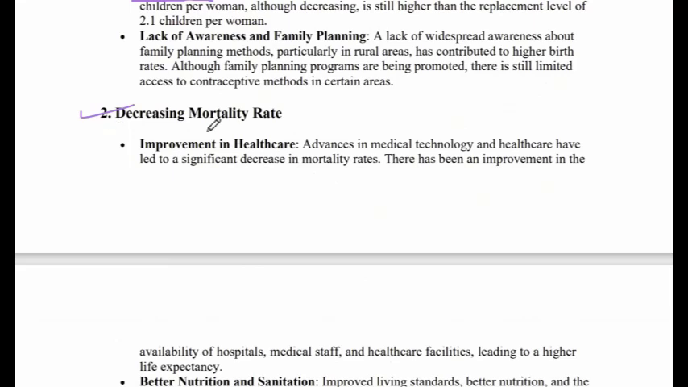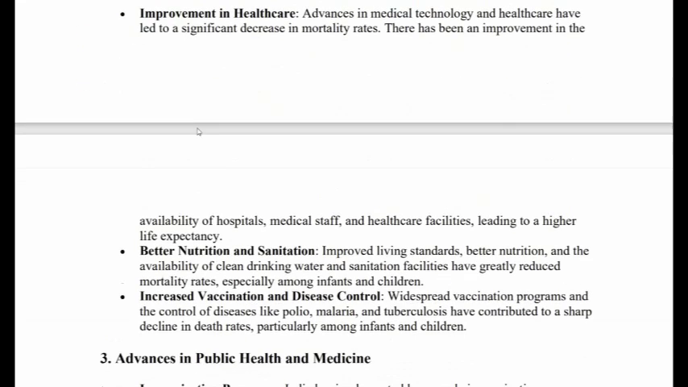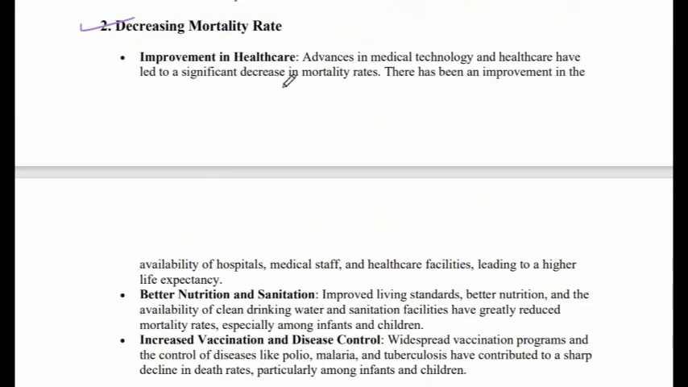Let's move on to the decreasing mortality rate. Improvement in healthcare. Of course, medical technology and advancement in healthcare has led to a significant decrease in the death rates. There has been improvement in the number of hospitals that are being built by government and by private individuals. The medical staff and the healthcare facilities are improving, and this has led to higher life expectancy and lower mortality rate.